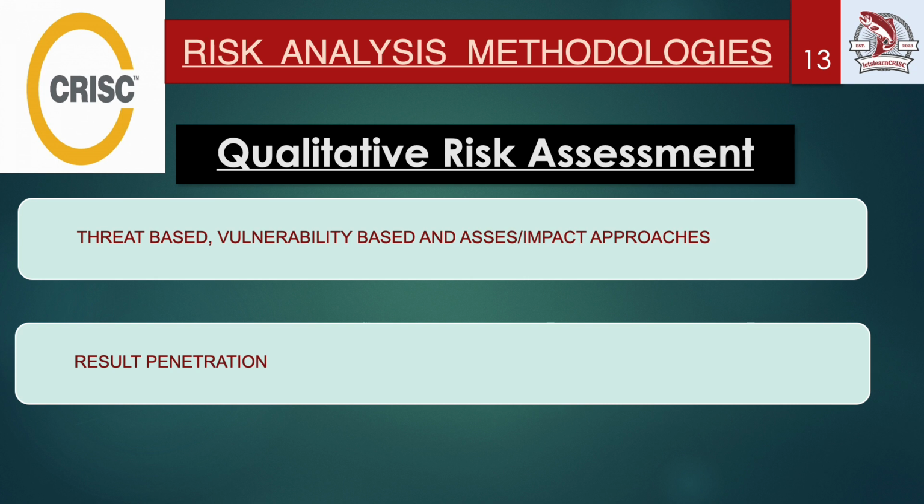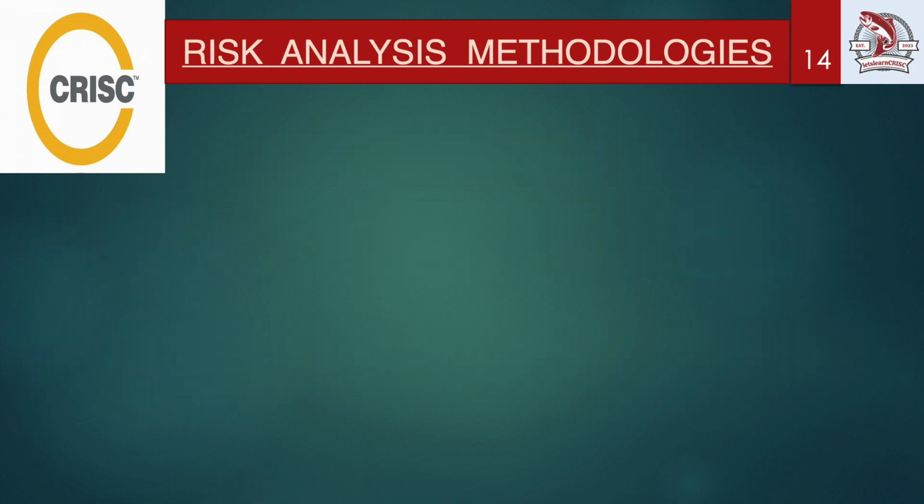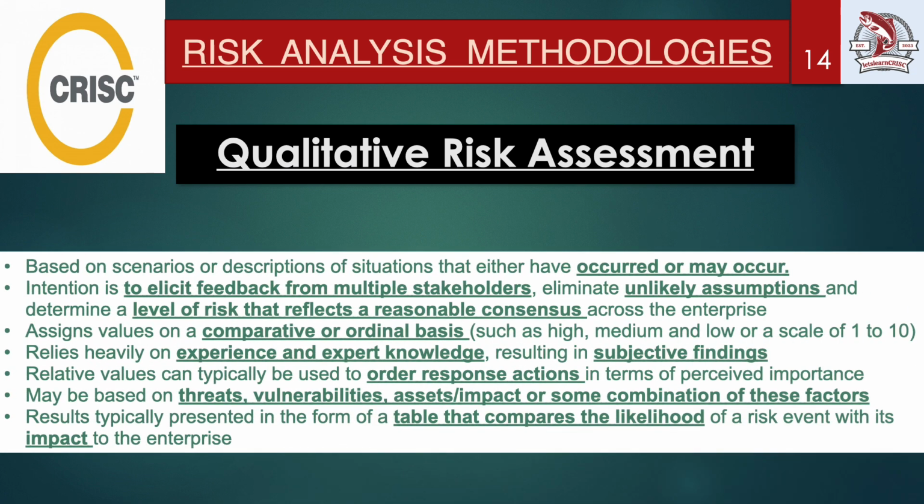So to summarize, we can say that the qualitative risk assessment involves assigning relative value to the risk based on experience and expertise, and it is particularly useful when precise numerical calculations are challenging. So this approach helps us to prioritize response actions and involve stakeholders to ensure collective agreement on the risk level and mitigation strategies. In a nutshell, it is based on the scenario or description of a situation that either has occurred or may occur. Next, its intention is to elicit feedback from multiple stakeholders, eliminate unlikely assumptions and determine a level of the risk that reflects a reasonable consensus across the enterprise.